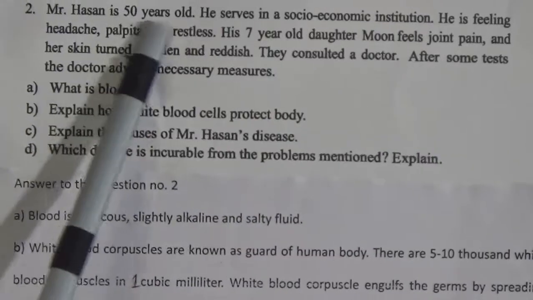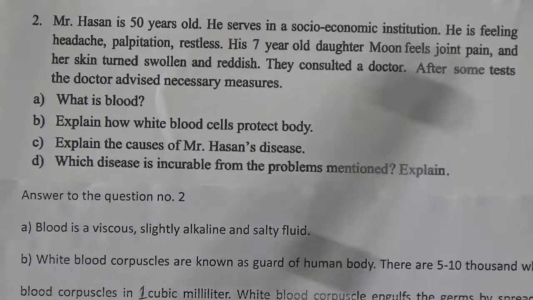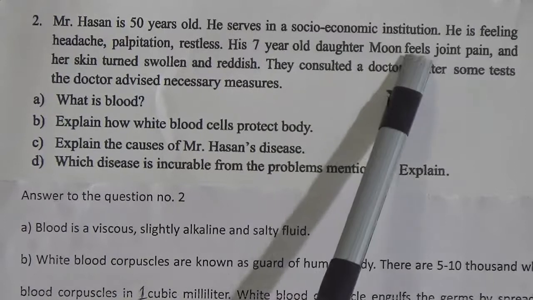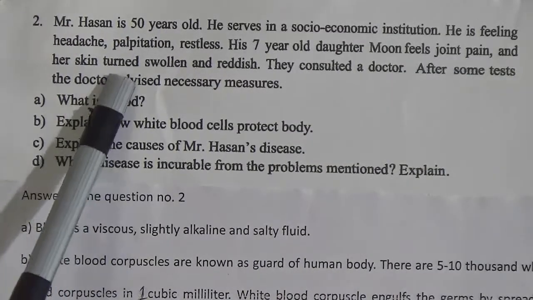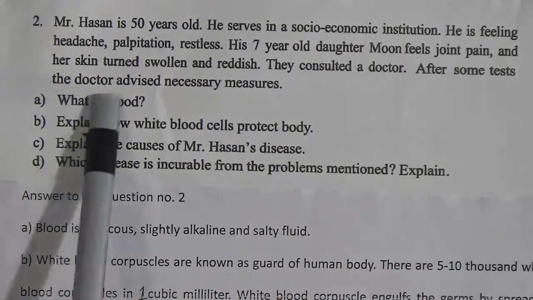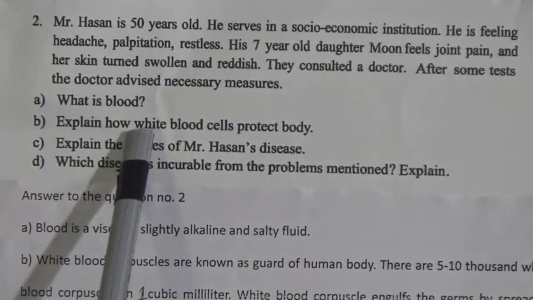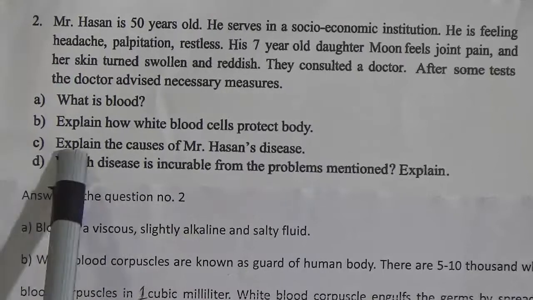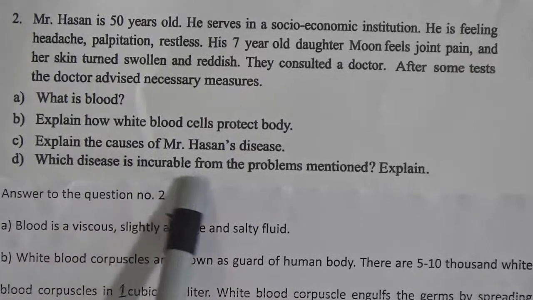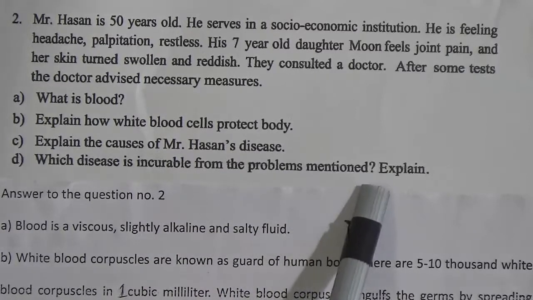Mr. Hassan is 50 years old. He serves in a socio-economic institution. He is feeling headache, palpitation, restlessness, and his 7 years old daughter Moon feels joint pain, and her skin turned swollen and reddish, and they consult a doctor. After some tests, the doctor advised necessary measures. First one is what is blood. Second one is explain how white blood cells protect the body. Third one is explain the causes of Mr. Hassan's disease. And last one is which disease is incurable from the problems mentioned. Explain.